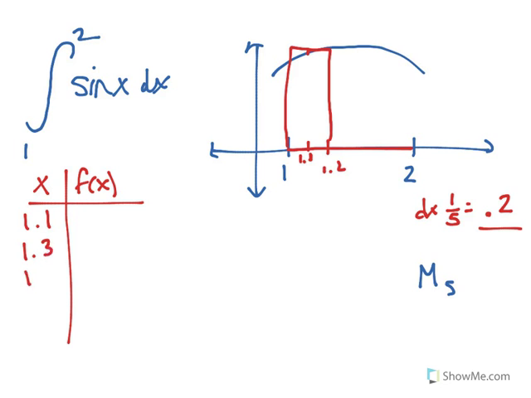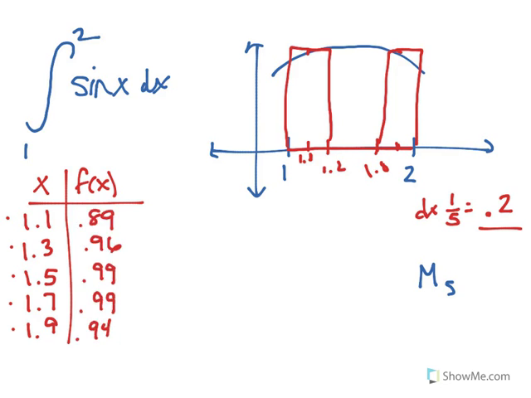1.3, 1.5, 1.7, 1.9. That's 1, 2, 3, 4, 5 rectangles. I'll verify it's the right information. The last rectangle should have started at 1.8 and gone to 2. And the height, terrible rectangle I know, will be determined by the midpoint, which is 1.9. So these values will work, and those are the y values there.